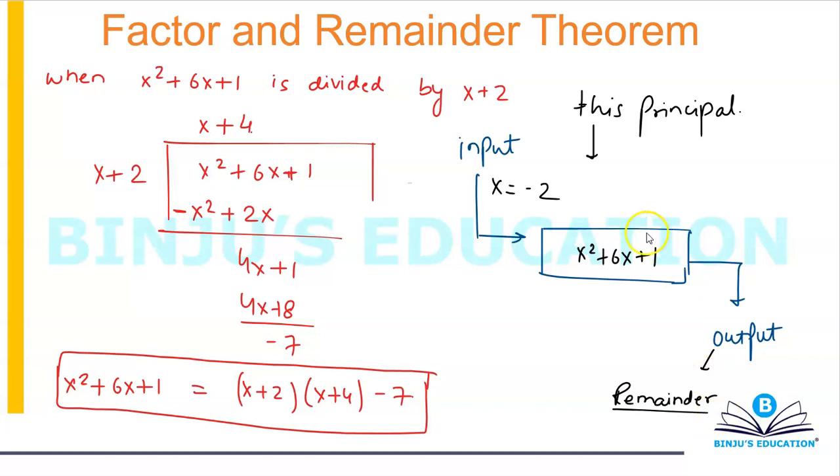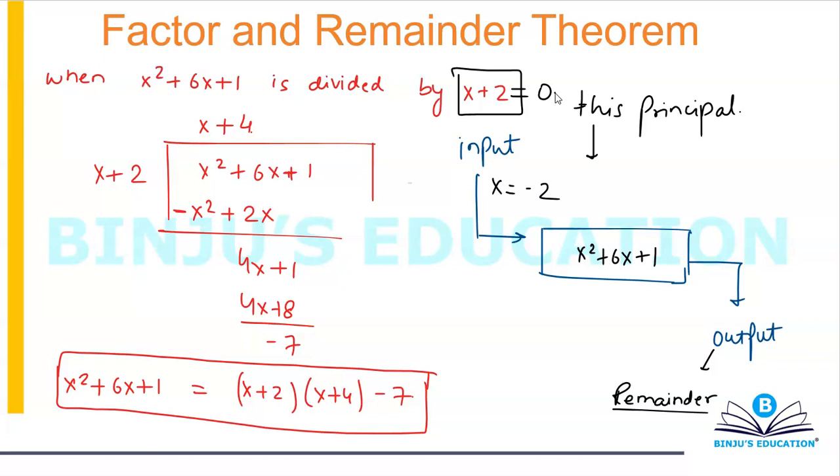And in order to calculate the input value, what you will do is you're going to take the divisor and you're going to put this equal to 0 and you're going to calculate the input value. So rather than using the long division method and rather than saying that divide x square plus 6x plus 1 by x plus 2, what you can simply say is that provide an input value of x is equal to minus 2 and let's calculate the output value.